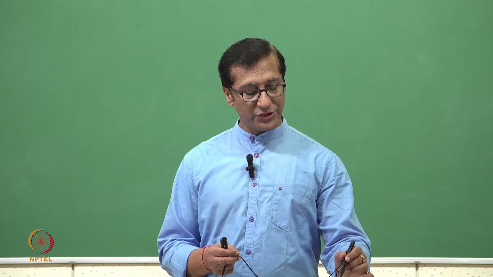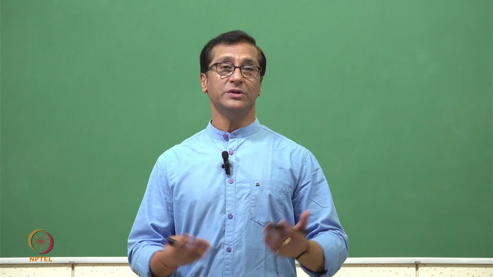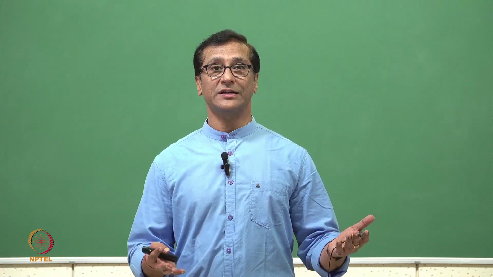Now, one of the major issues comes in the IC engine. You can see, compare 1960 number of vehicles, number of cars, number of trucks, and overall vehicles. Compared to that, in 2019, it was almost 12 times the number of vehicles. So pollution level is one thing, but consumption of petrol has increased significantly.